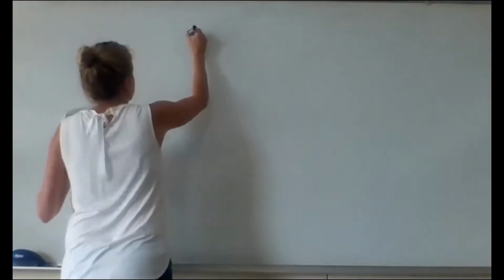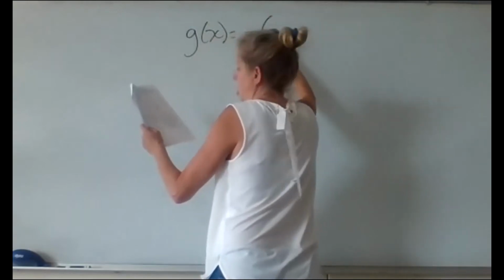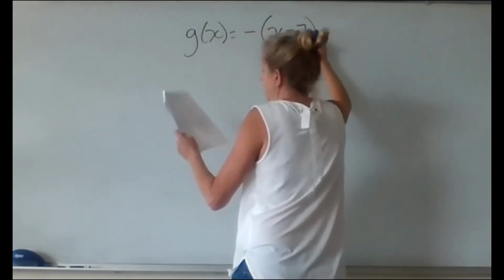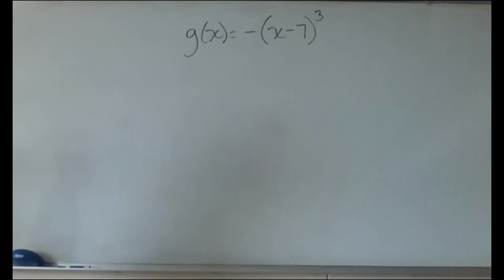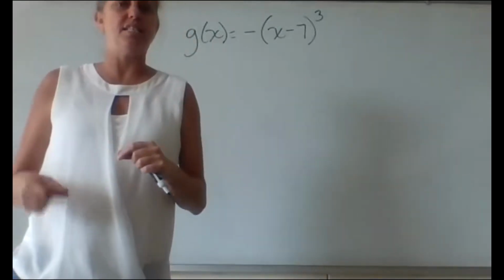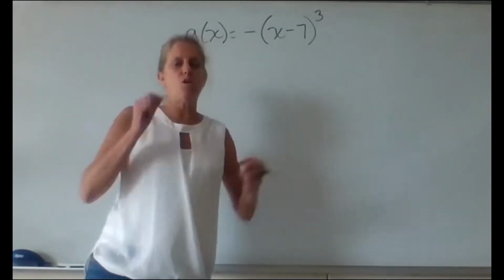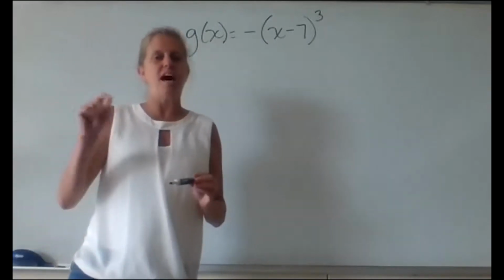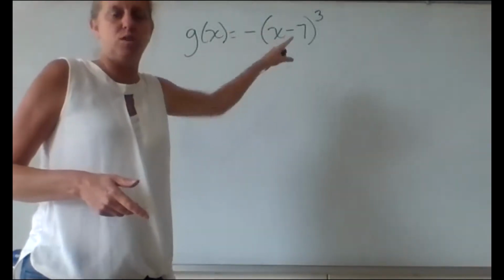Number 4, g of x, oh, we have something new here, equals negative, open parentheses, x minus 7, close, to the 3rd power. Before we see this one, what happens with that negative is it's going to reflect your graph across the x-axis. The easiest way to think about that is it flips your graph upside down. Let me show you what that would look like on an x squared graph, because it's a lot easier to see a parabola flipped upside down than it is the x cubed, which is what this one's going to be.